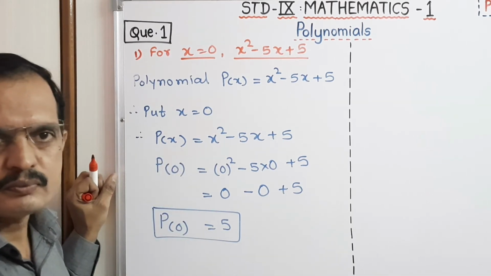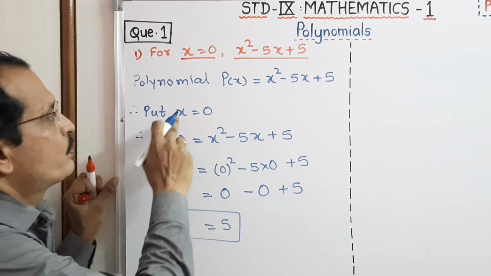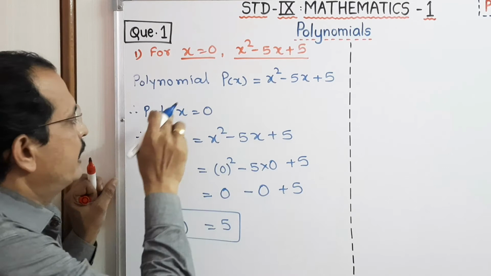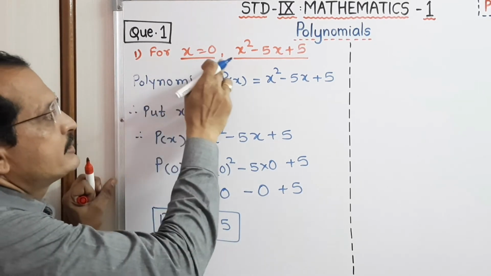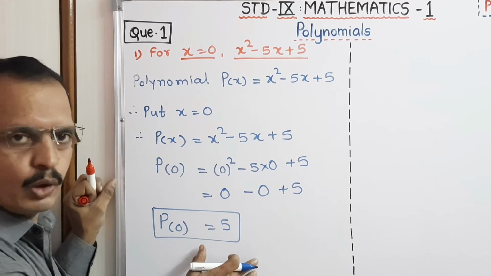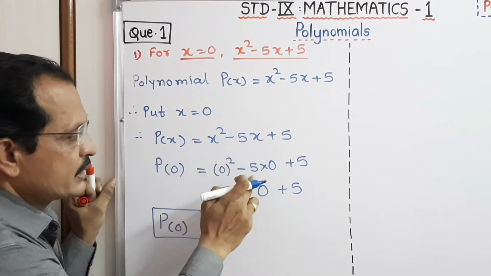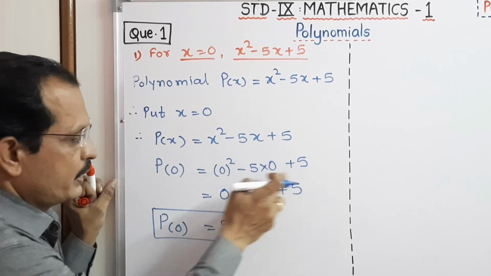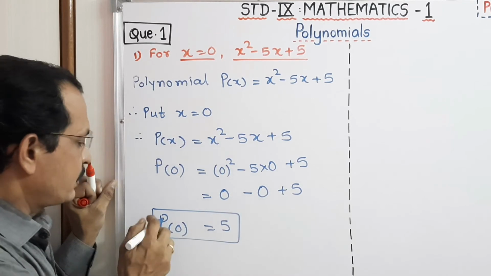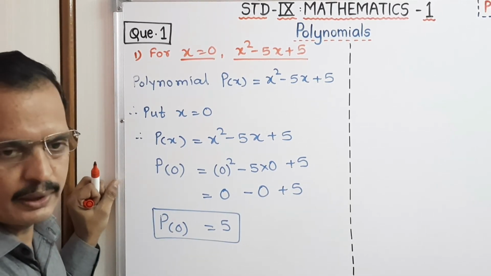Any doubt? Dear student, very interesting. First of all, we have to write the given polynomial. Then for x equal to 0, put x equal to 0 in the given polynomial: x squared, 0 squared, minus 5 into x, minus 5 into 0, plus 5. Square of 0 is 0, 5 into 0 is 0, and this is 5. Therefore, the value of this polynomial for 0 is 5.